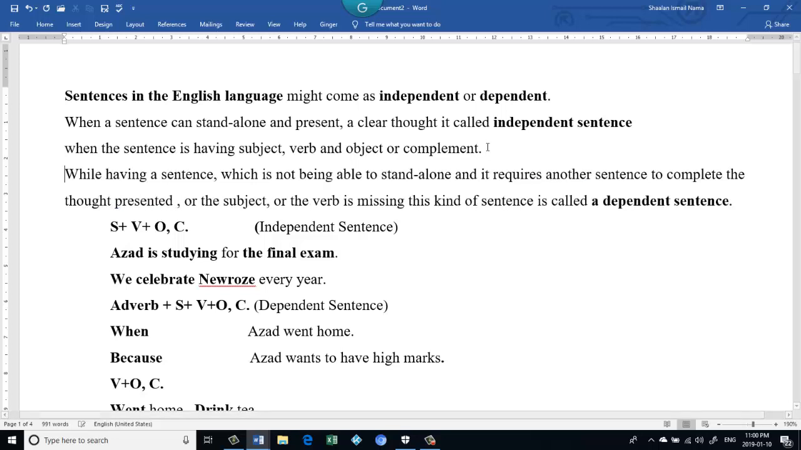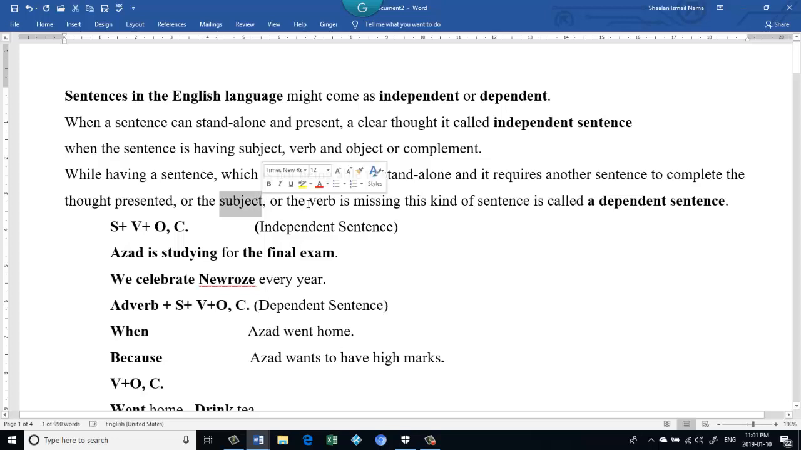While a sentence that is not able to stand alone, this is so important to know, and requires another sentence to complete the thought presented, or the subject or the verb is missing. It means one of those two: if the subject is missing or the verb is missing, then this kind of sentence we call a dependent sentence.